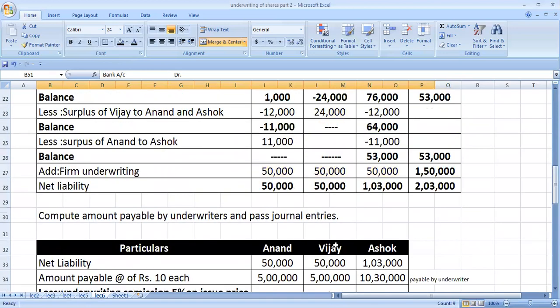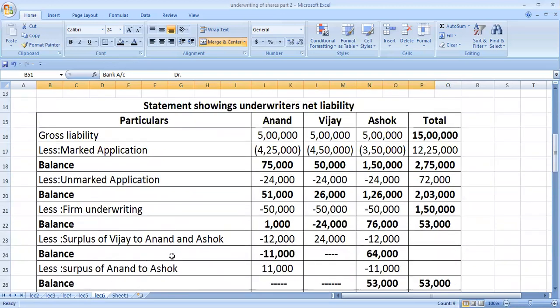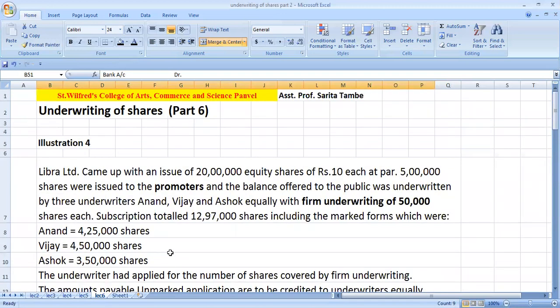So in this sixth lecture, from my first lecture to sixth lecture, in the first lecture I have explained the concept related to underwriting of shares. So please watch all from the first lecture to the sixth lecture. So you will understand how to calculate the underwriter's liability if the underwriting is a full underwriting, a firm underwriting or might be a joint underwriting. With the help of these six lectures, you will easily solve the illustrations based on the underwriting of shares.